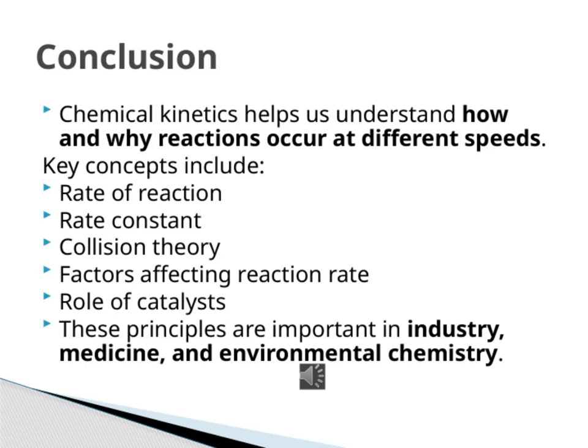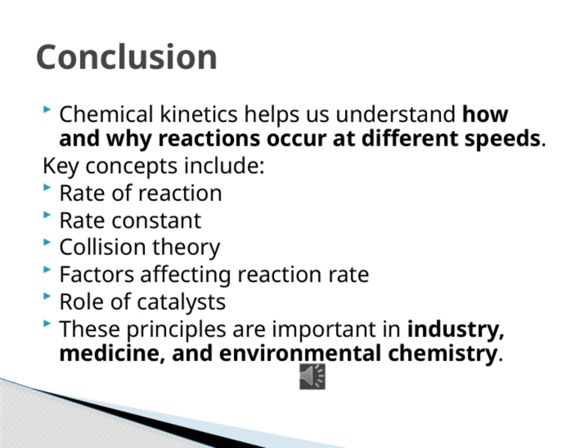So, in conclusion, chemical kinetics really helps us understand how and why reactions happen at different speeds. It's all about grasping the key concepts like the rate of reaction, which tells us how quickly a reaction occurs, and the rate constant, which is a specific value that relates to the speed of a reaction under certain conditions. We also look at collision theory, which explains that molecules need to collide with enough energy and proper orientation for a reaction to happen. Factors affecting reaction rate include things like temperature, concentration, and surface area.